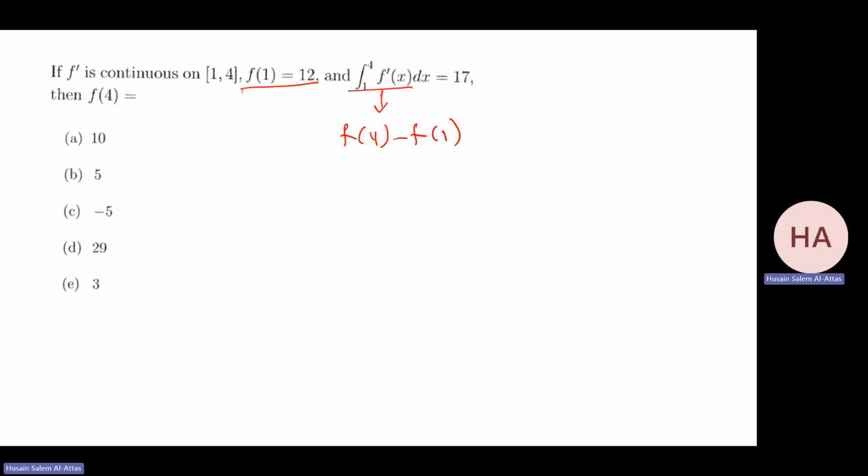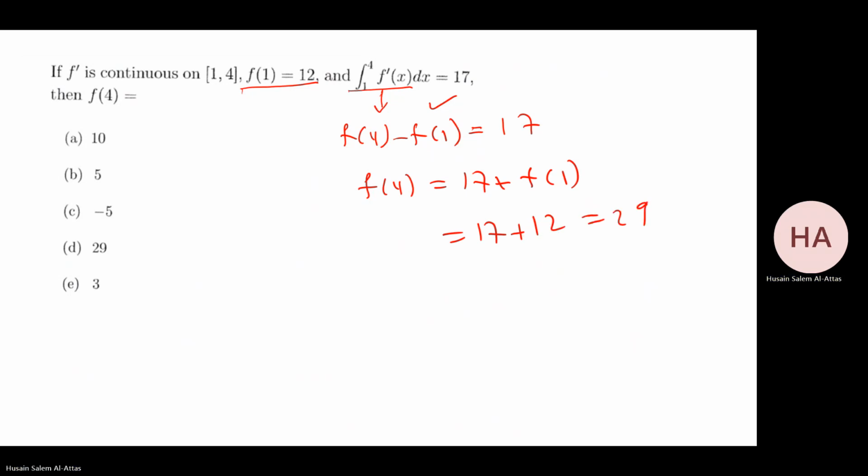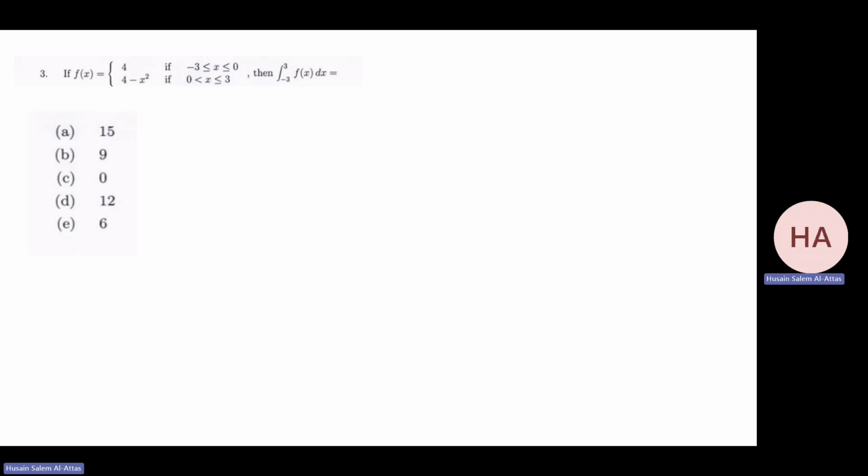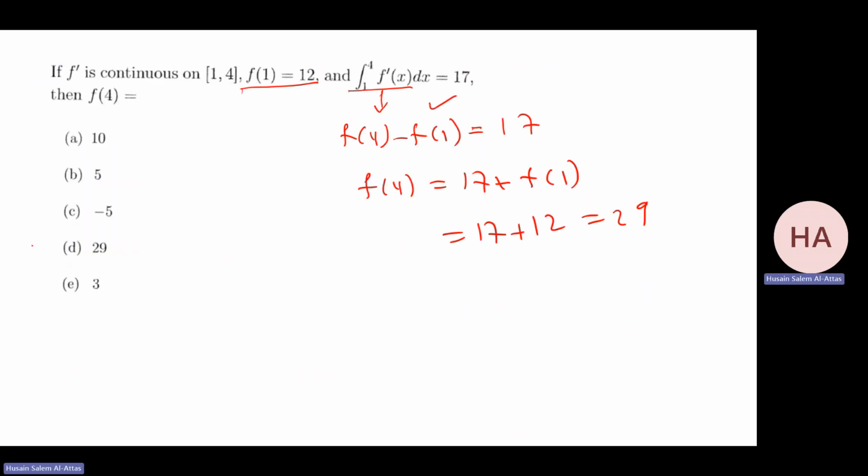So this is f of 4 minus f of 1 equals 17. I know f of 1, so f of 4 will be 17 plus f of 1. That will be 17 plus 12, which is 29. That's the answer. Yeah, that is the answer. 29.